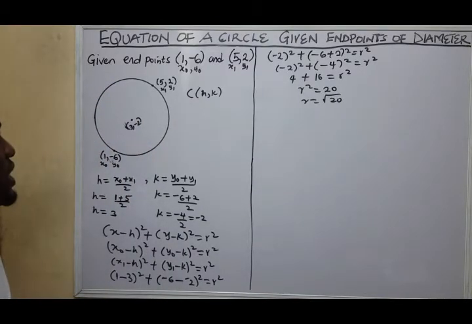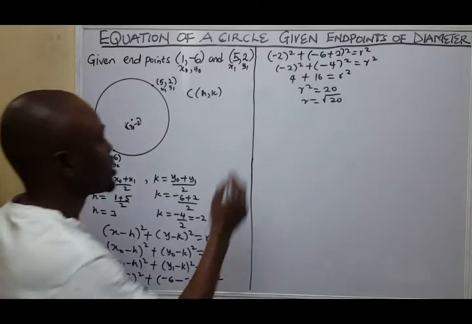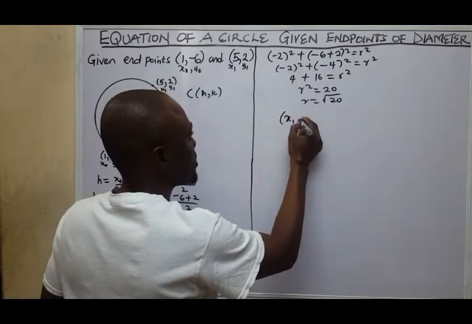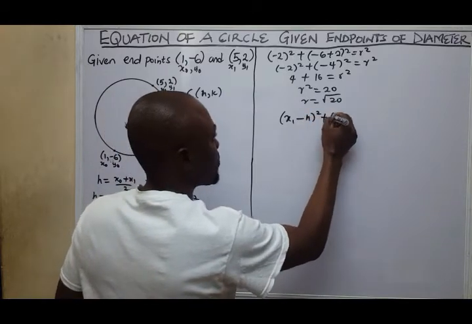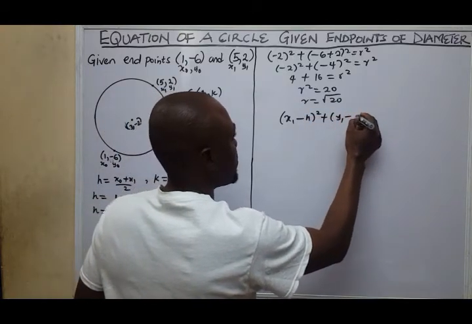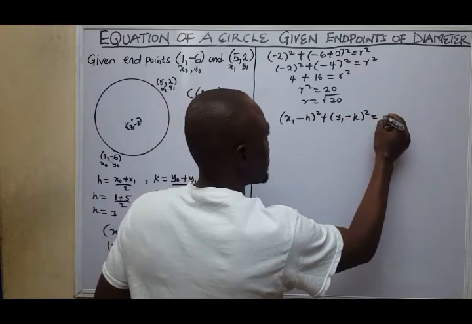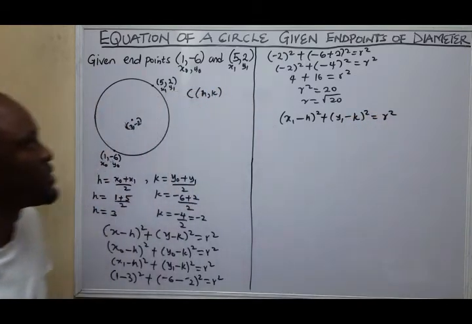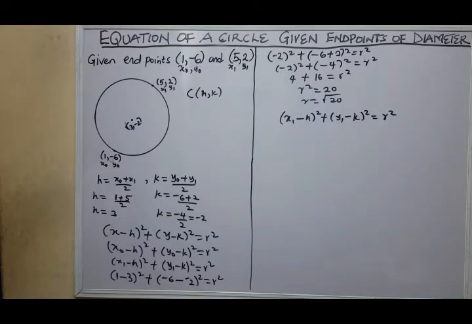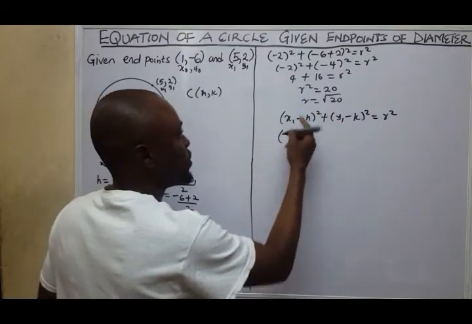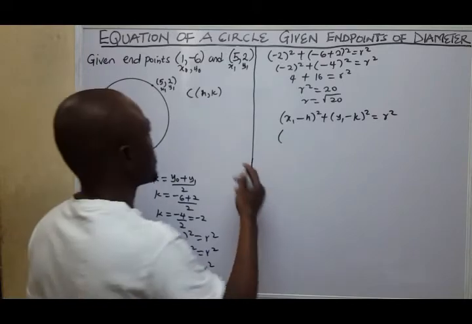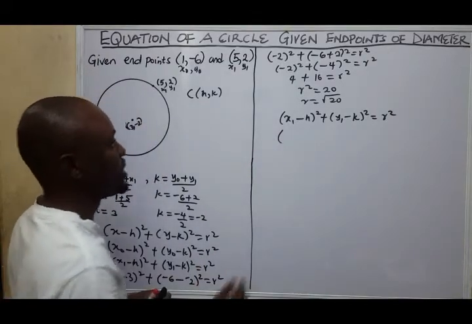Now, if I want to get the equation of the circle, I can say (x₁ - h)² + (y₁ - k)² = r². So I want to get the equation of the circle. I already know the center and the radius, so I'm going to plug in the value of the center and the radius.